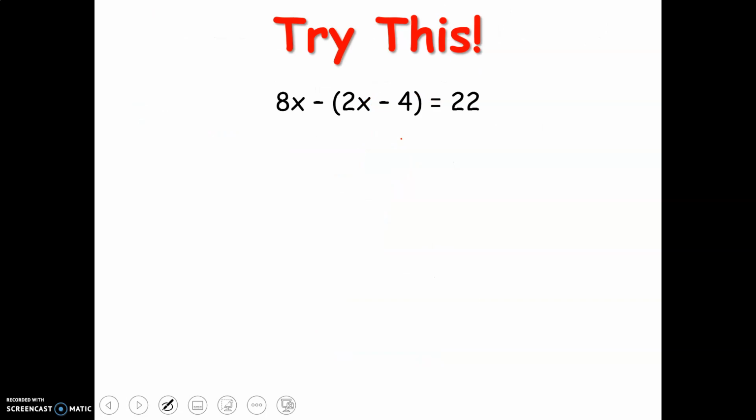Your turn to try one more. 8x minus, in parentheses, 2x minus 4 is equal to 22. Pause the video, give it a try, check in with a neighbor or the teacher when you think you're done.